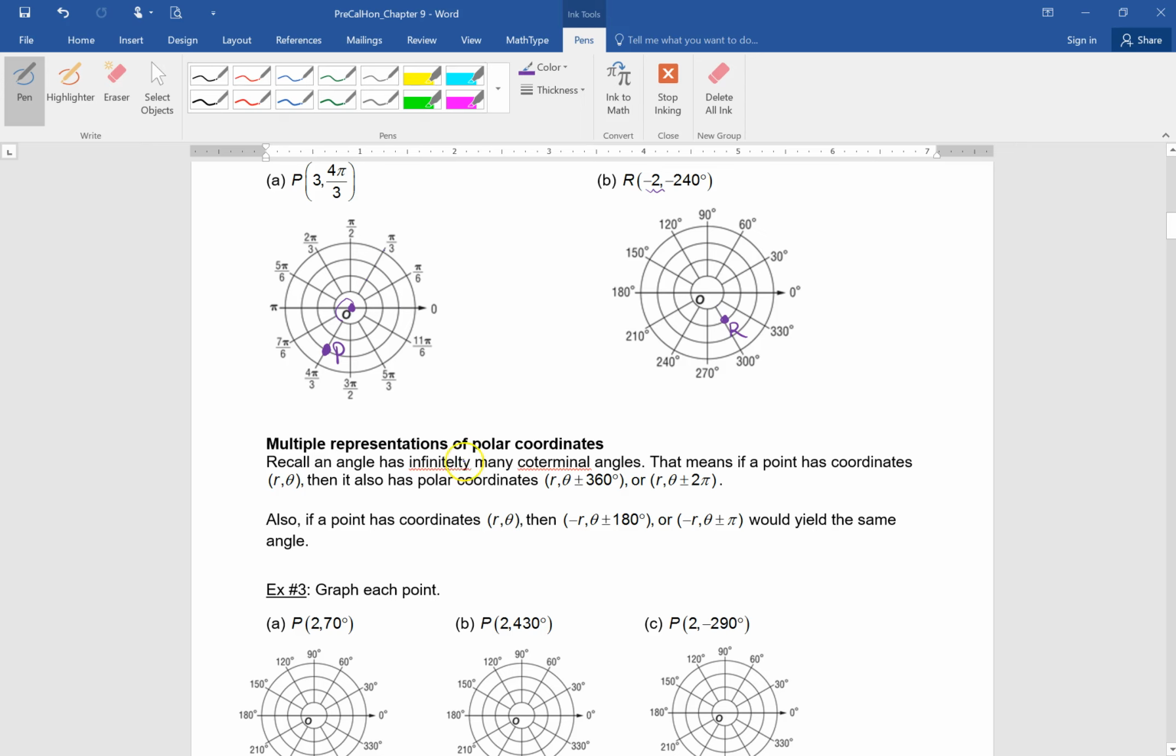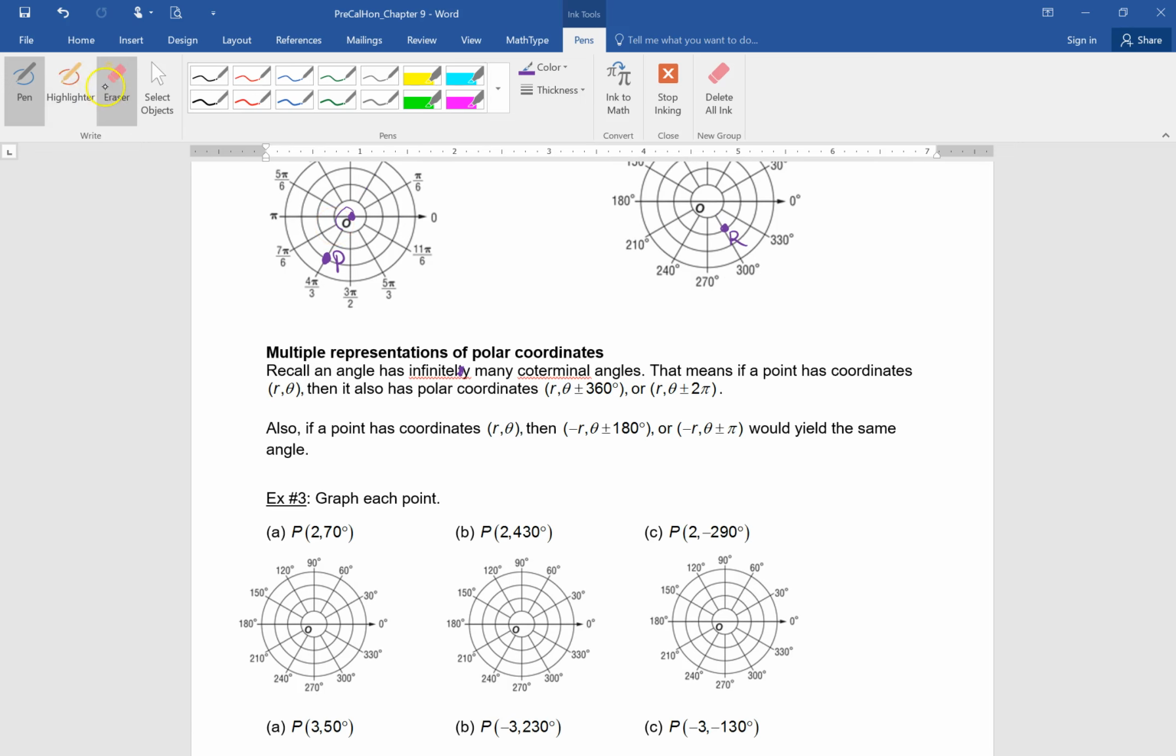So there's a typo here. This should say infinitely. So recall that an angle has infinitely many coterminal angles, right? If I draw an angle of 40 degrees, and if I go 360 more, so at 400, it's the same angle, and then at 760, it's the same angle, and I can keep going 360 and I'm going to get to the same angle. Well, since that's what we're doing here, I could have gone 4 pi over 3, and then another 2 pi, and then another 2 pi, and another 2 pi. I would still get to the same point as long as the radius is the same. Yes?